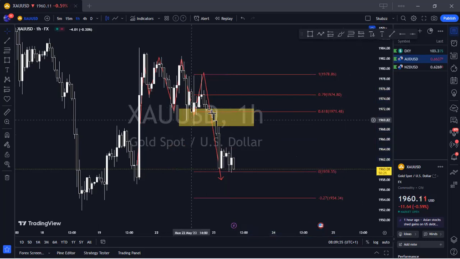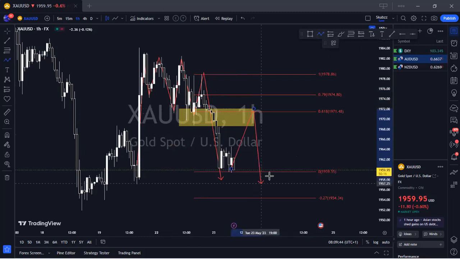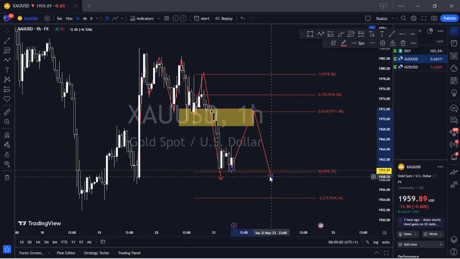0.618 is actually at that area there. So if price can pull back to this area here, it is a very nice place to potentially take sales from to the downside. But then, as we all know, it's gold, so we have to be careful. But that's basically the trade that if you want to take, you can take.